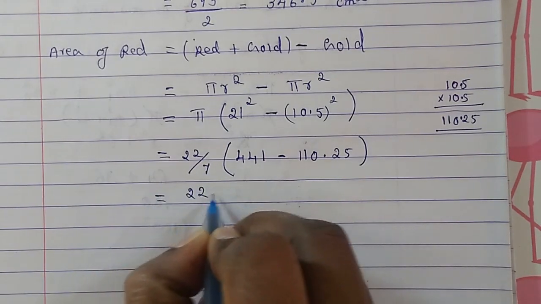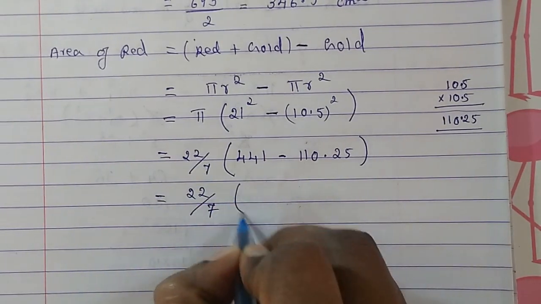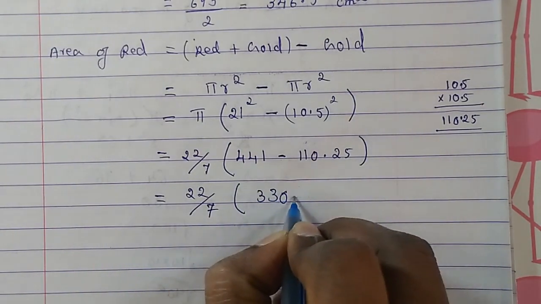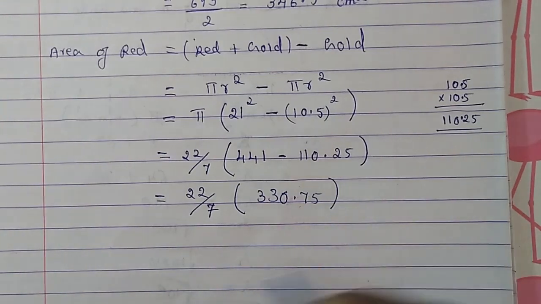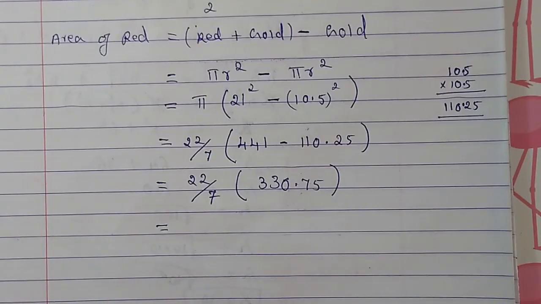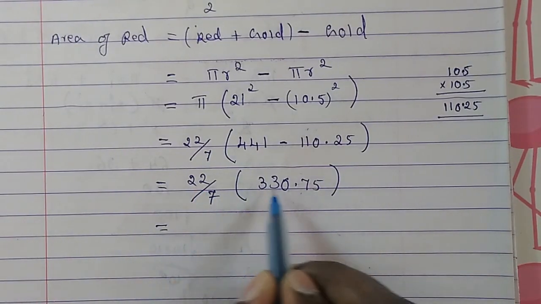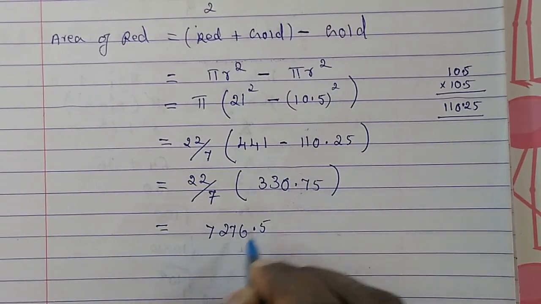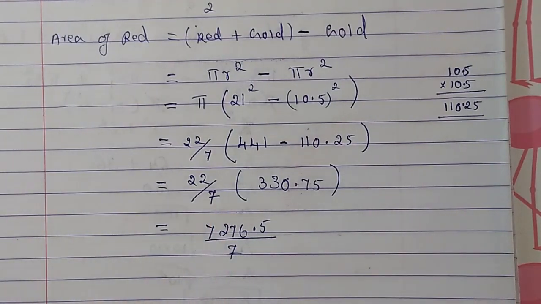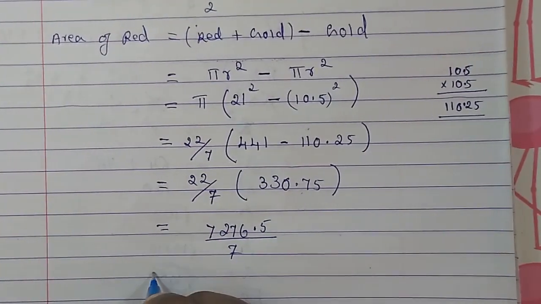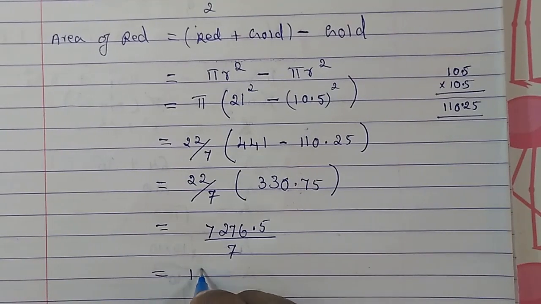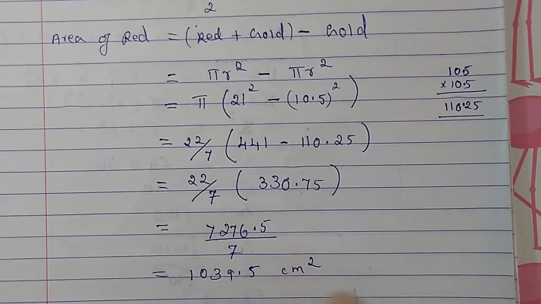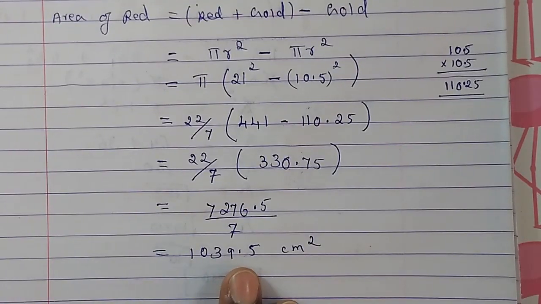So now 22 upon 7, and if you subtract, we will get 330.75. Now multiply this whole thing with 22, you will get 7276.5, and divide by 7. Now if you divide, you will get 1039.5 centimeters square. So this is the area of the red band.